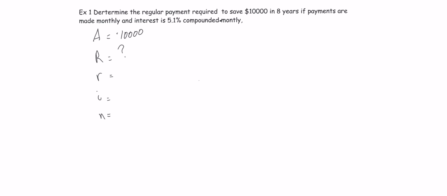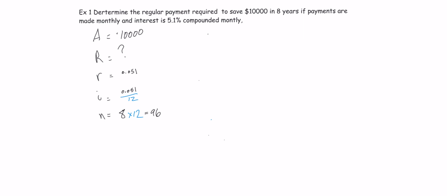Now, we don't know what R is, so I'm just going to put a question mark beside it. We do know what our interest rate is for the year, so it's 0.051. But then we're compounding that monthly, so I'm just going to write 0.051, and then we're going to divide that by 12. Now, N is 8 years, and then we're going to times that by 12. 8 times 12 gives us 96.